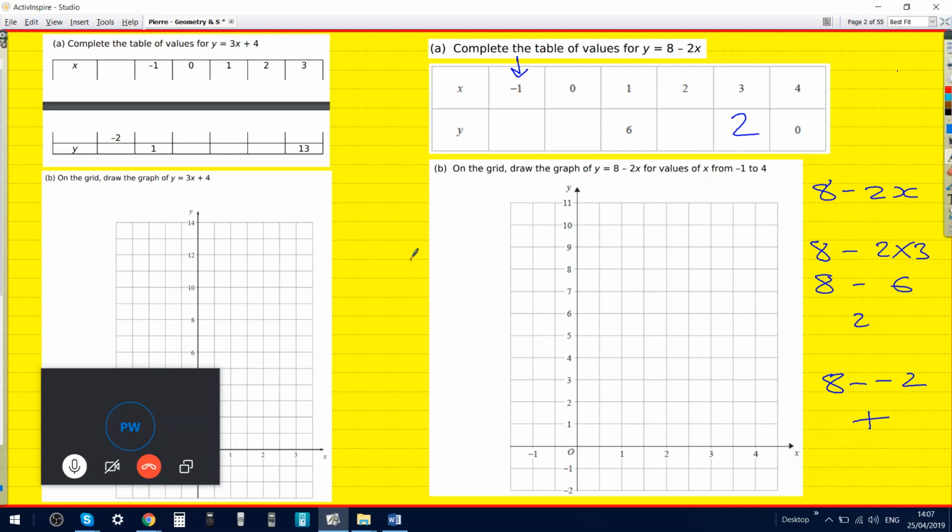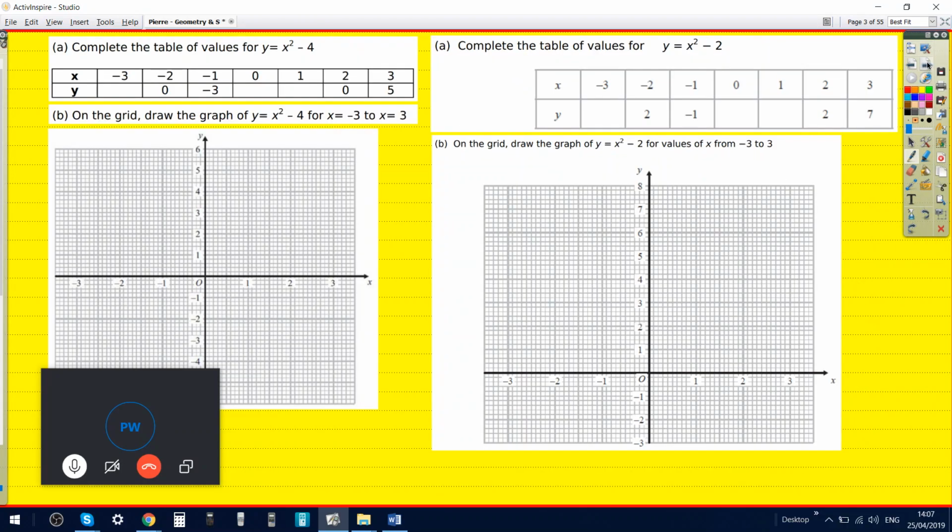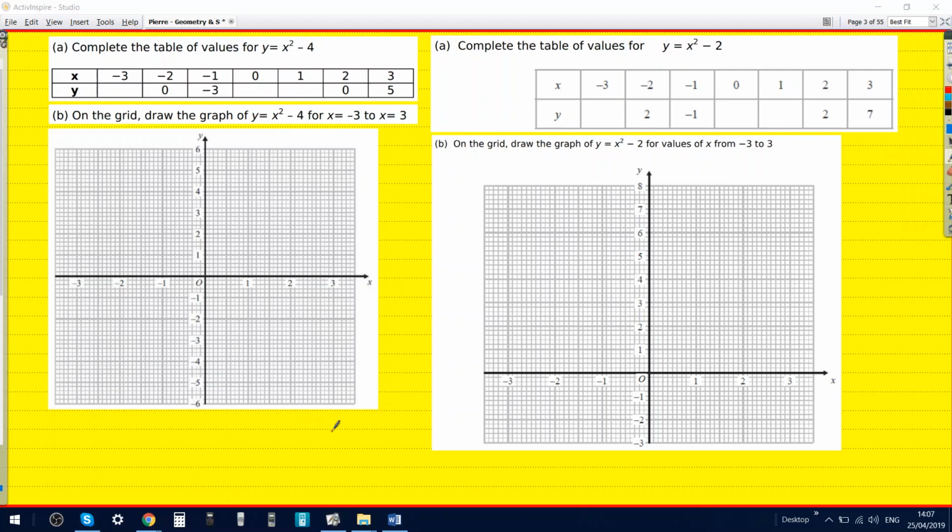10. It's 10, isn't it? Yeah. So that's the one I wanted to check, the -1. Right. Okay, how about this one on the left? Okay.